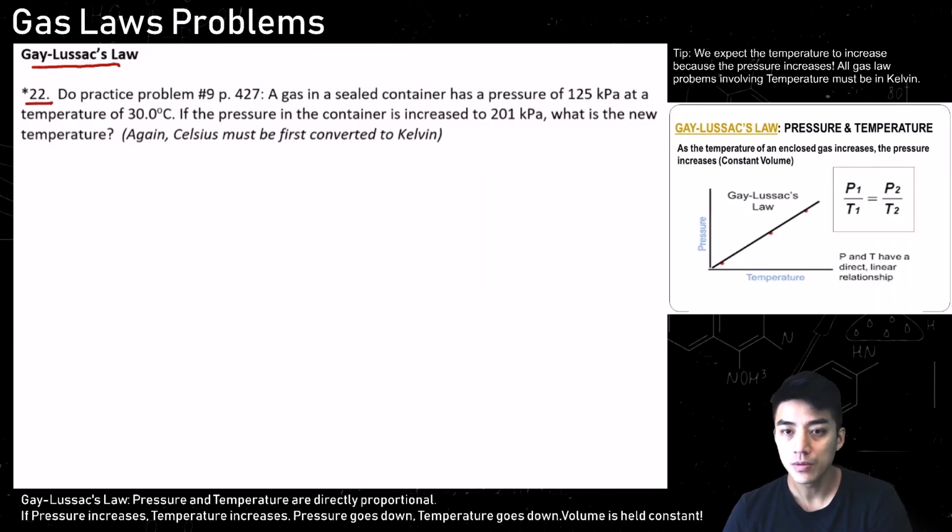We're going to do a problem involving Gay-Lussac's law. So in this problem, it says a gas in a sealed container has a pressure of 125 kilopascals. That's our P1. Our T1 is 30 degrees Celsius. If the pressure in the container is increased to 201 kilopascals, that's our P2, what is the new temperature? So solve for T2.